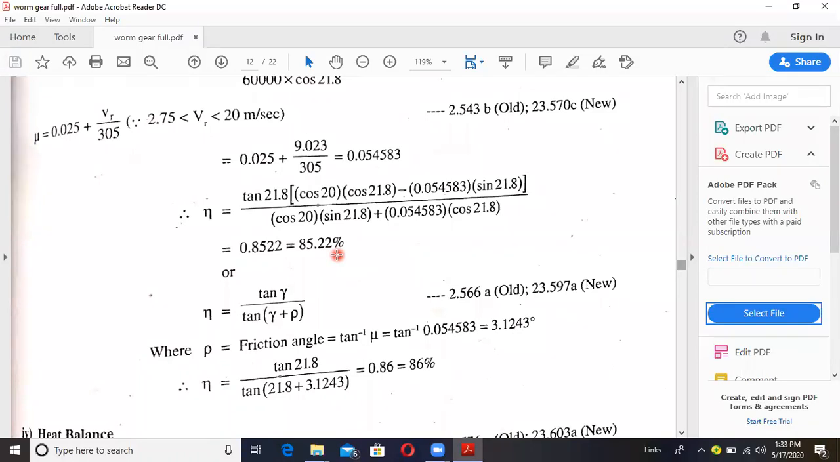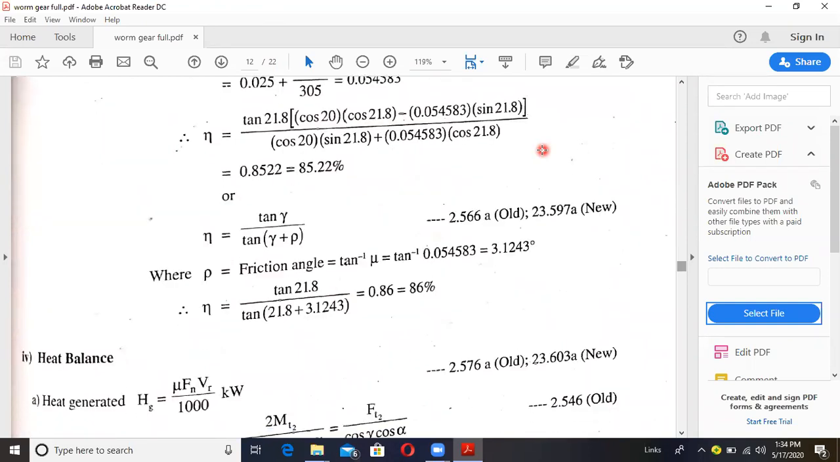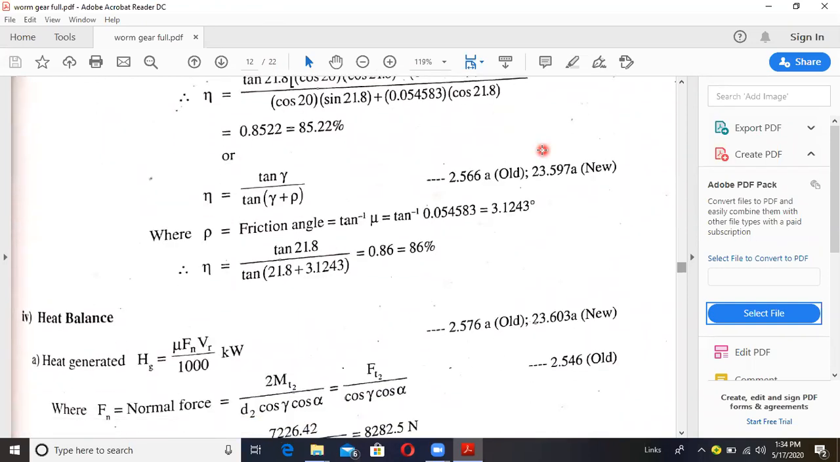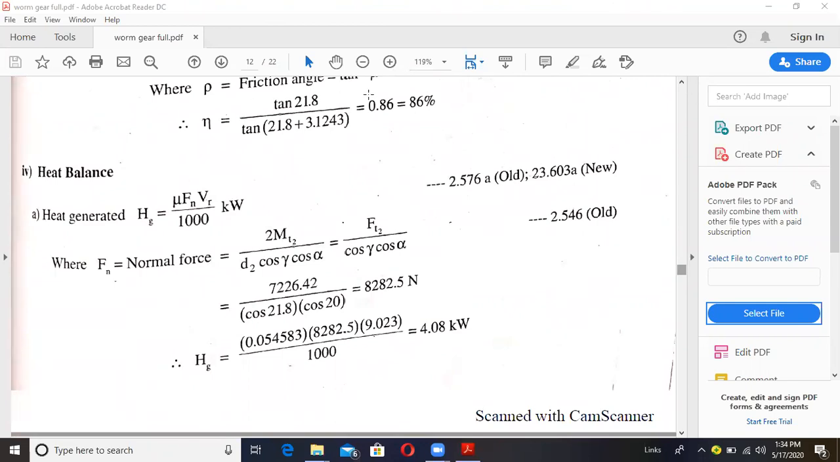Understood how to calculate efficiency? Speak anything, understood or not? Yes, sir. Understood, sir.